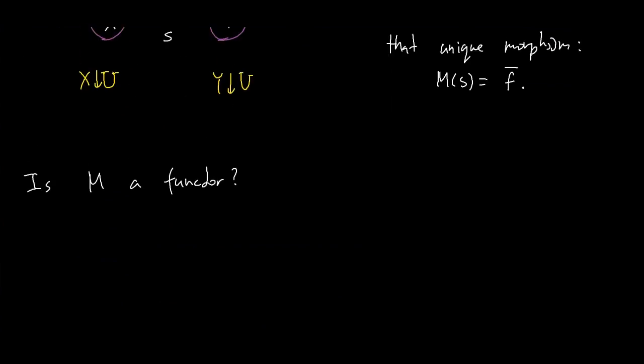So first, let's look at the identity morphism scenario. Is M a functor? That's the question we want to answer. We now have M defined on objects and morphisms, so we want it to preserve composition and preserve identity morphism. But does M preserve identity morphisms?